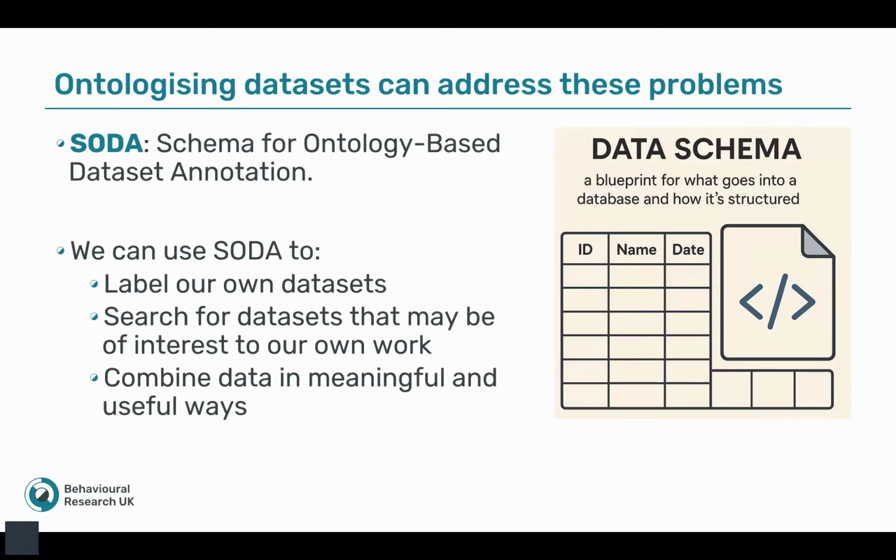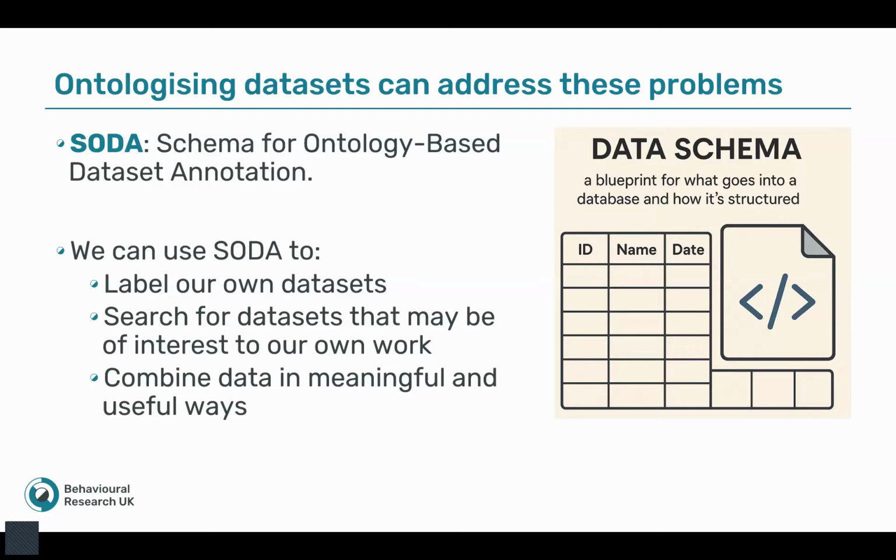And this is where ontologies can help. So we can use ontologies to label, define, and structure the variables in our data set. To do this, we developed a data schema, which is essentially a blueprint for what information is in a data set and how it's structured. We call it SODA, which stands for Schema for Ontology-Based Dataset Annotation. And SODA essentially captures all the key details about the variables in a dataset in a structured and organised way.